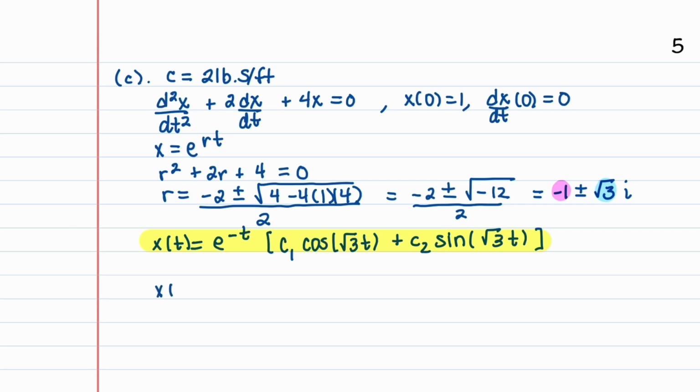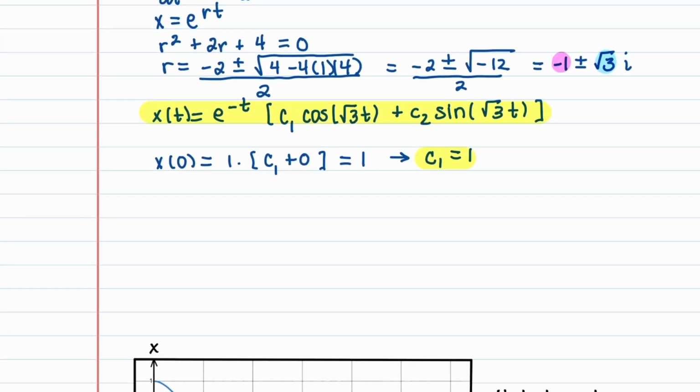We know that x at 0 is going to be e to the 0, which is 1. And then cosine of 0 is 1. Sine of 0 is 0. That is equal to 1. So this tells us that c1 is equal to 1. Now let's find c2. To do that, we are going to have to take the derivative because that's our second initial condition.